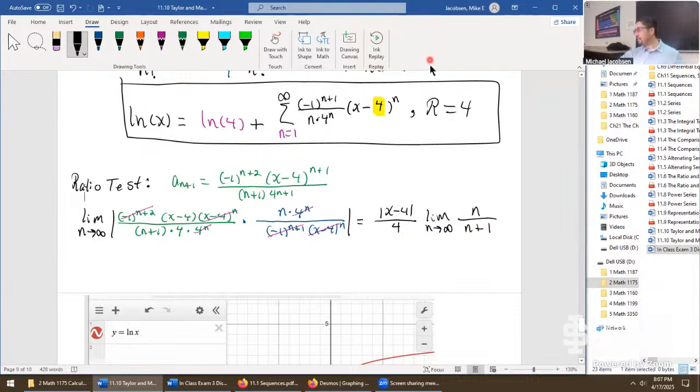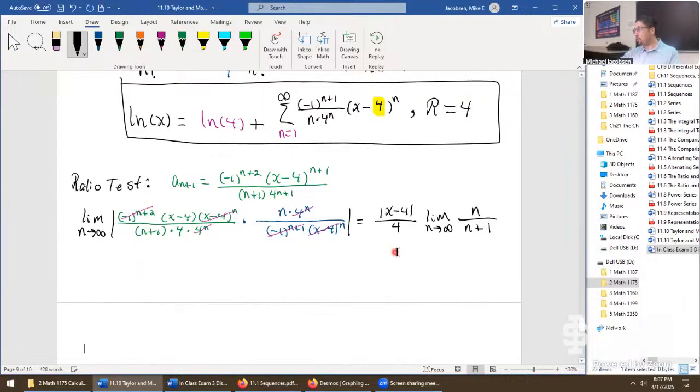Good call, folks. Carter says, how does the (-1)^(n+2) cancel out with the (-1)^(n+1)? Well, that's a really great question, Carter. It really doesn't cancel out with it at all. But what's happening with those negative 1s to a power is, let's take just one additional step here to clarify.